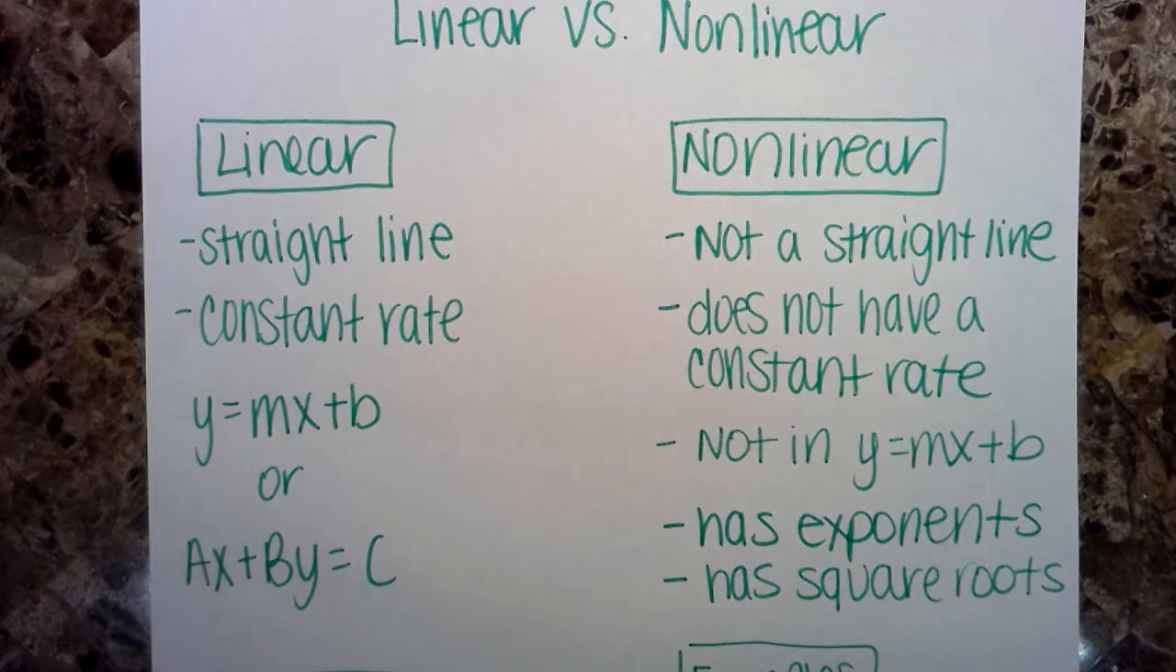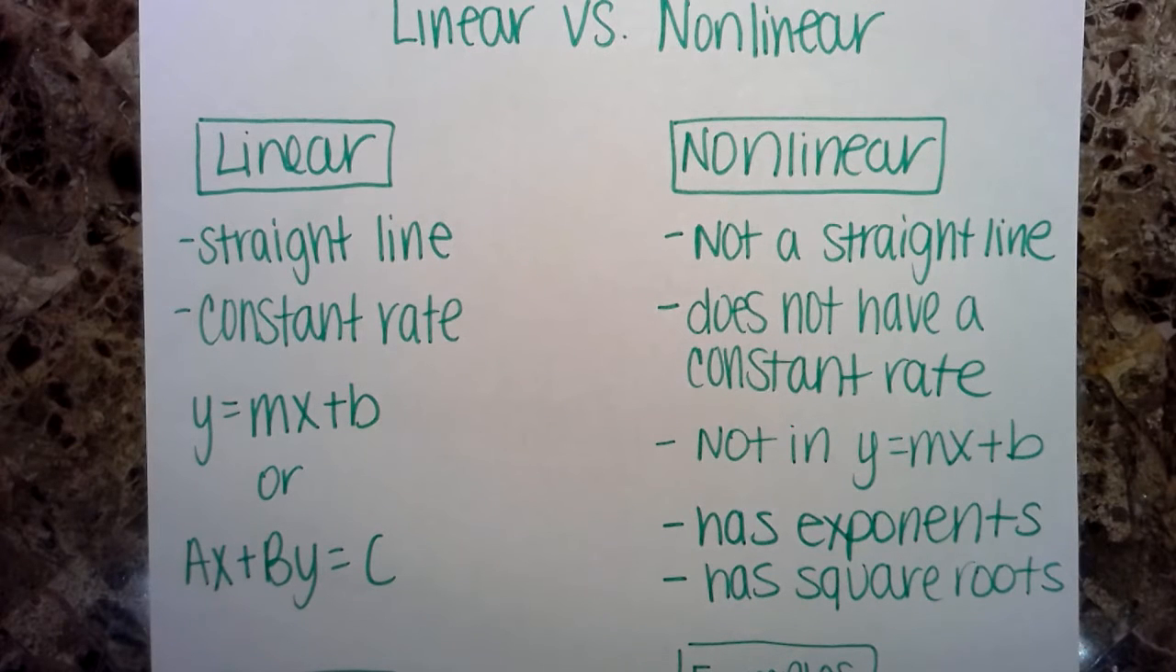Nonlinear means that it's not going to be a straight line. So you'll see like a U-shaped graph, which is a quadratic equation. You might see a V-shaped graph, which would be an absolute value equation. Those are all examples of something that is nonlinear. It's not going to have a constant rate, so it's not going to be going up by the same amount. And then it's not going to be in y equals mx plus b.